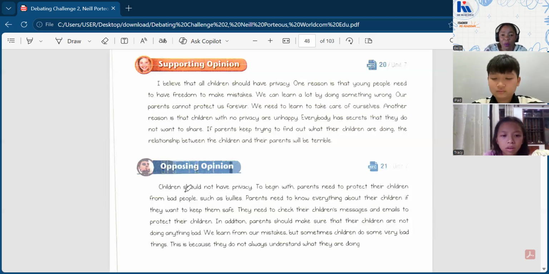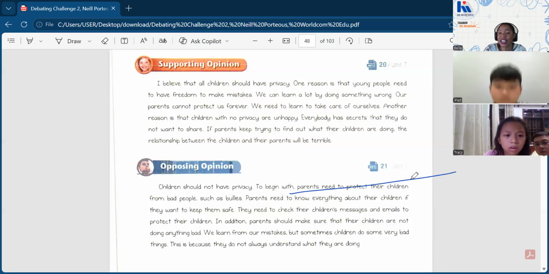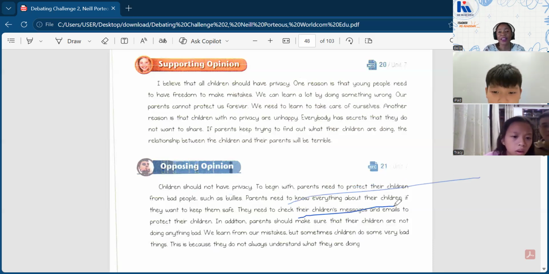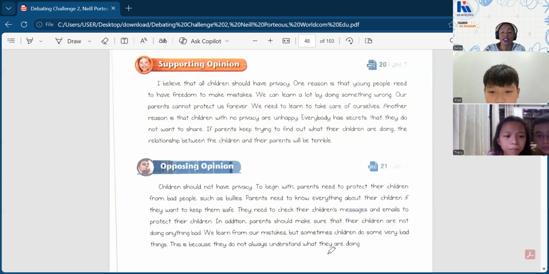So for this one, while this is the main idea, this is the supporting idea. And then the first supporting idea. The second supporting idea says, in addition, parents should make sure that their children are not doing anything bad. So how can parents make sure their children are not doing anything bad? They can do that by not giving the children privacy, by knowing everything the children do, by checking their messages, by checking everything they do. Do you understand, Tracy, Tom? Do you understand?